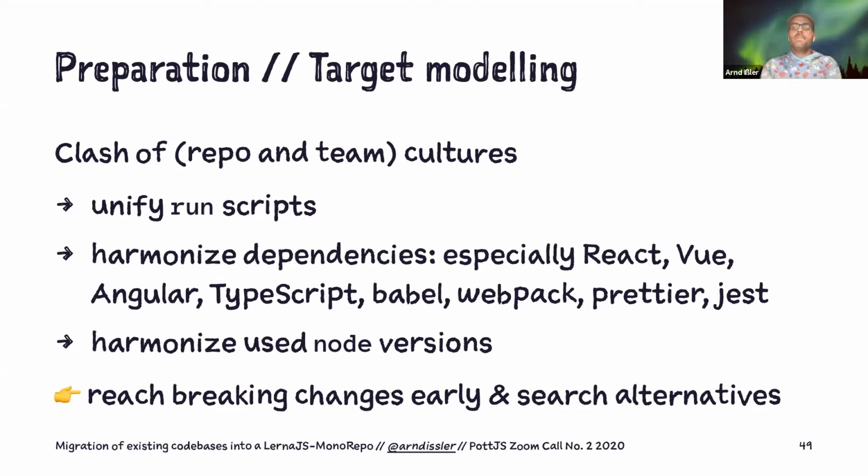I have no clue. So harmonize all the versions, harmonize the used Node versions, because this is often forgotten when you migrate to a MonoRepo and one project is using Node 8 and the other one is using Node 12, then this maybe doesn't work. So using different Node versions within a MonoRepo is not the best solution.